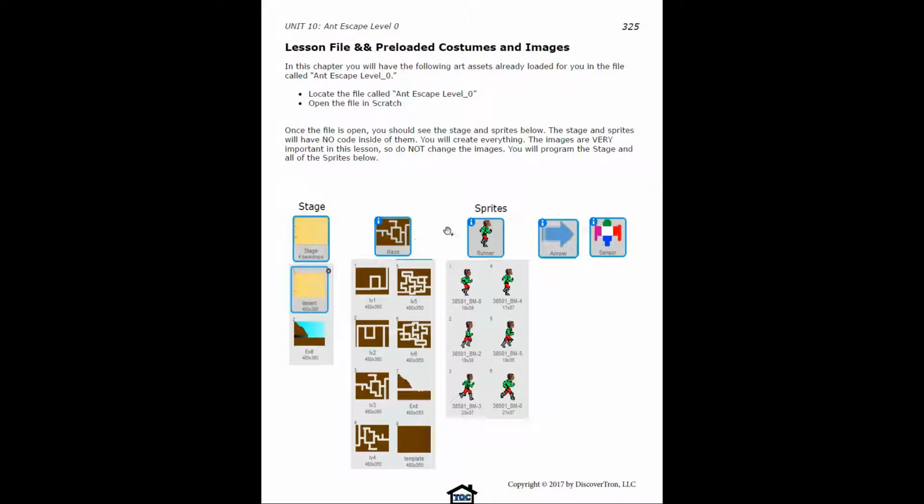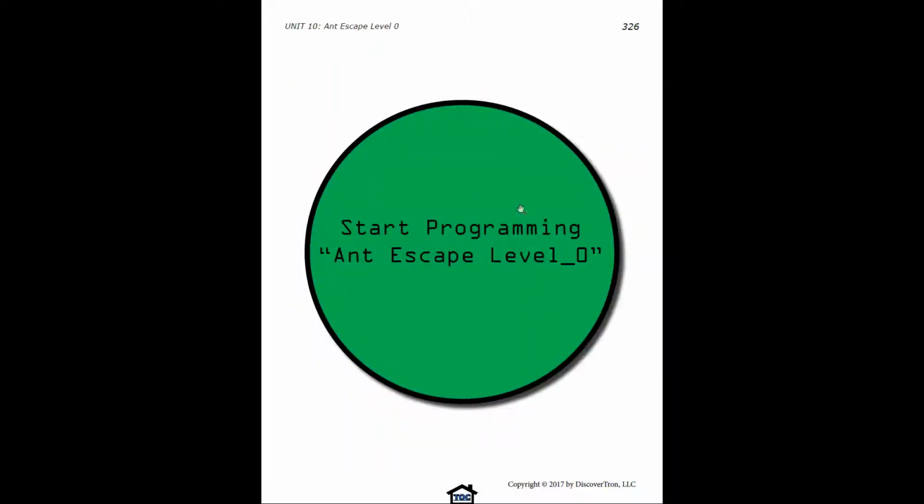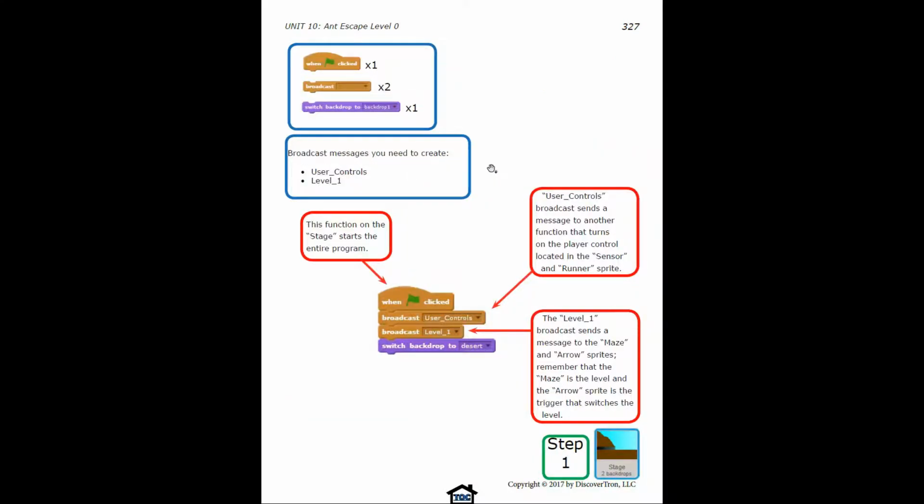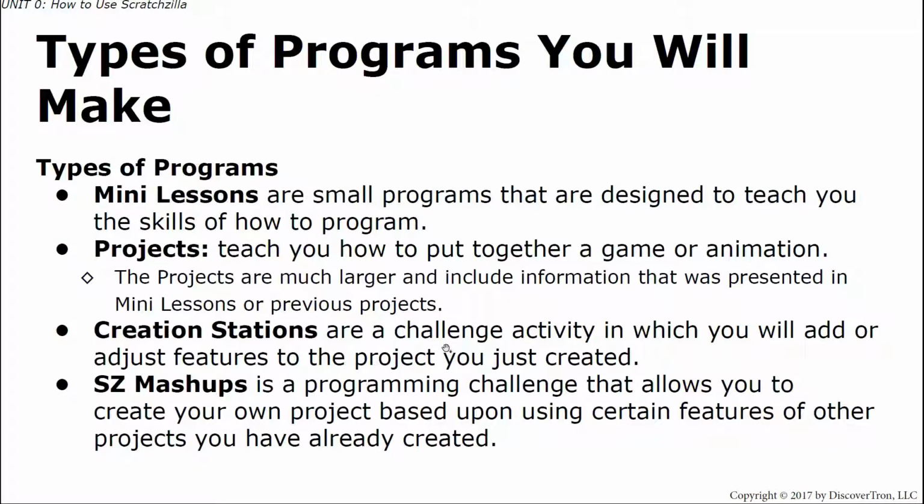Technically, I should say we have 4 sprites and one stage, and the stage has 2 different costumes or backdrops, excuse me. And then the maze sprite has 8 costumes, and this particular sprite, the runner, has 6 costumes, and these 2 sprites right here have 1 costume, which indicates that there's none below it. Then we'll go into our instructional content, and then we'll begin programming. So that's kind of the setup between the mini lessons and the main project. Okay, so that wraps up section 0.1.